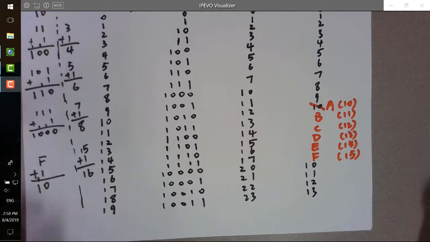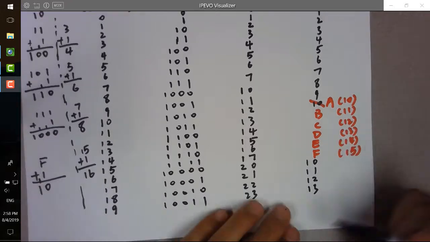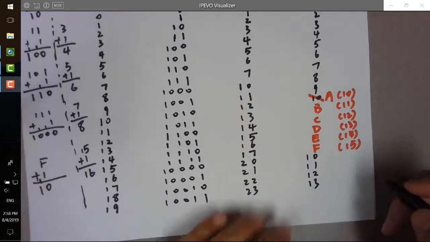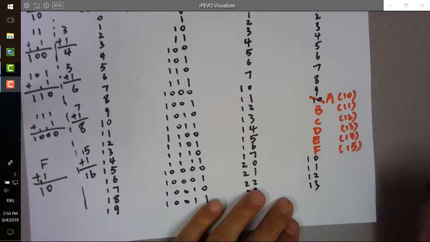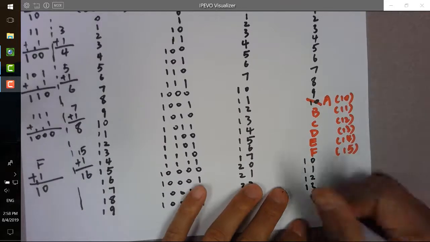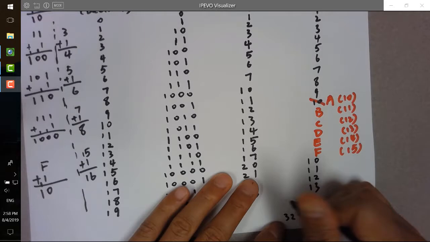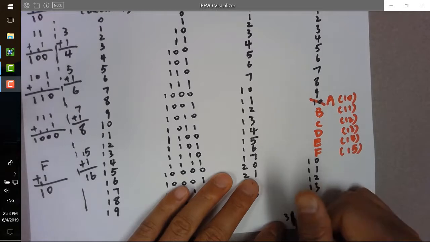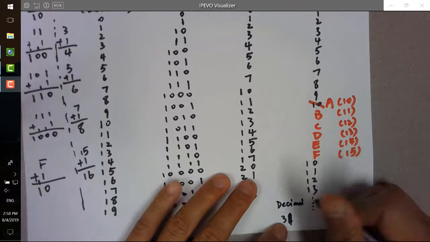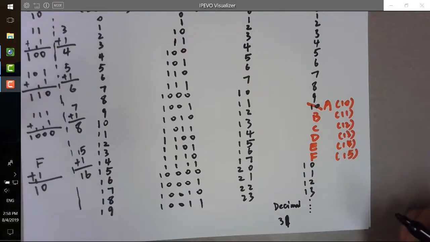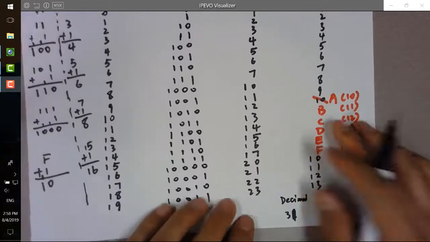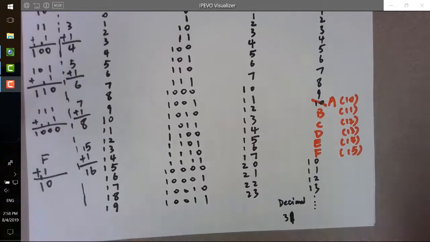Okay. Now let's think about another example here. What about 32 decimal, or 31? Let's say 31. So what's the number here in hex for 31? Think about it.